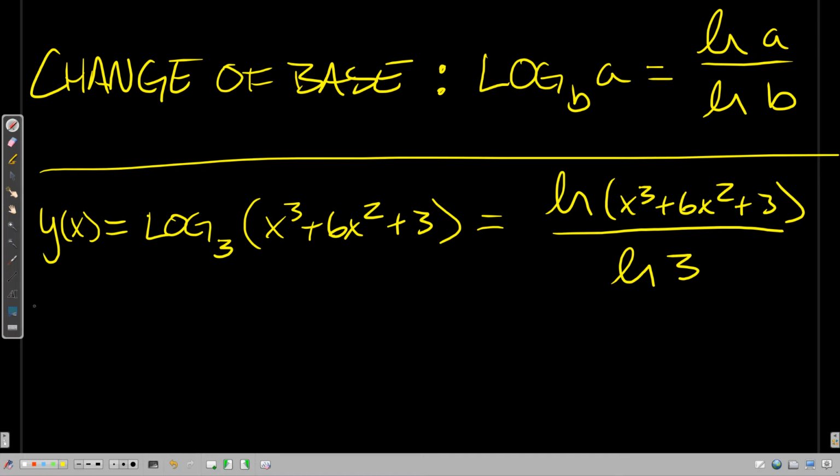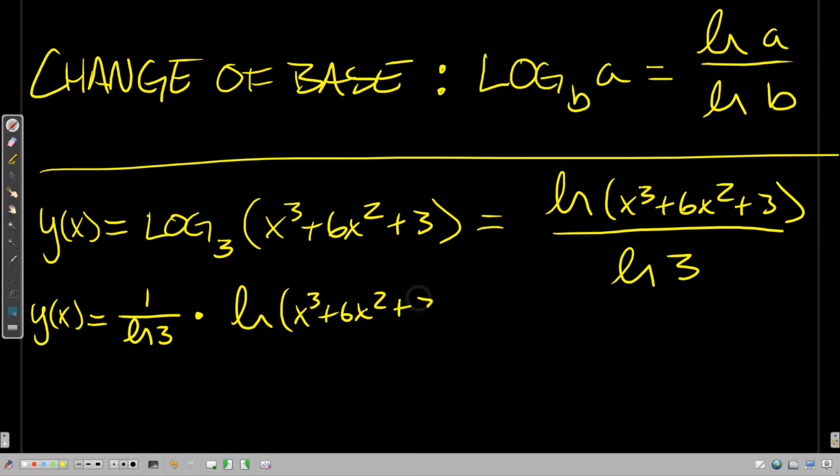I would even prefer that you go further and say that our function looks like 1 over natural log of 3 times natural log of x cubed plus 6x squared plus 3. Just to drive home the fact that it is this number times this natural log function. I've done all this writing. I haven't even done a derivative yet. You do all this so that the derivative will be straightforward.